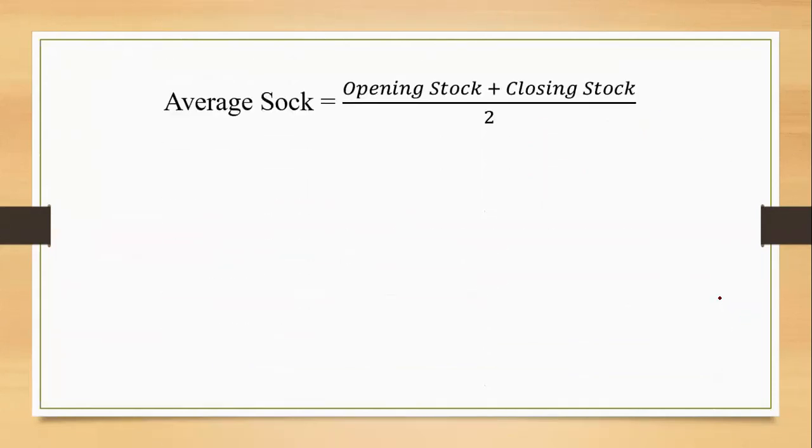Next, how do we calculate average stock? Okay, the average stock is opening stock plus closing stock, to be divided by 2. This is the formula for average inventory or average stock.